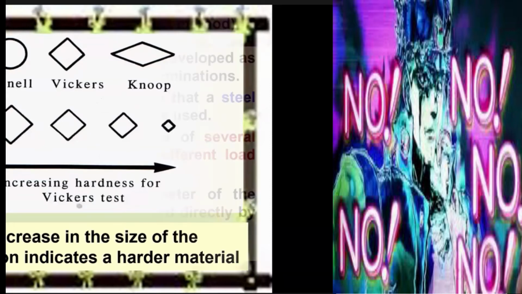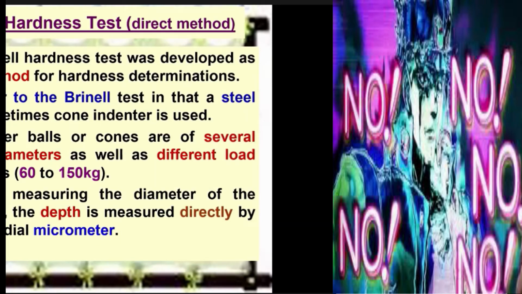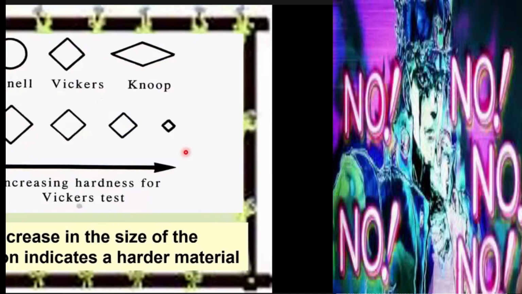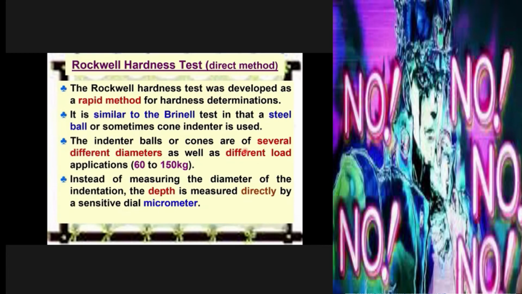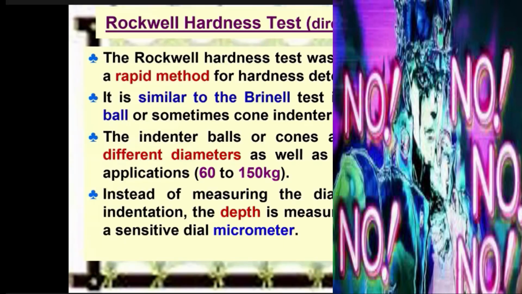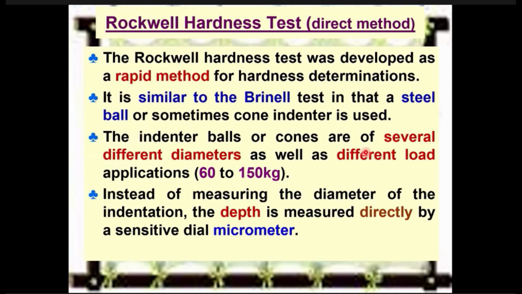But now the question is, none of these methods can be used for viscoelastic material like rubber or soft materials which have elastic recovery. So how can we calculate the hardness of such materials? There are a few methods for such materials. For example, the Rockwell hardness test, and the next one also I will explain for such materials.